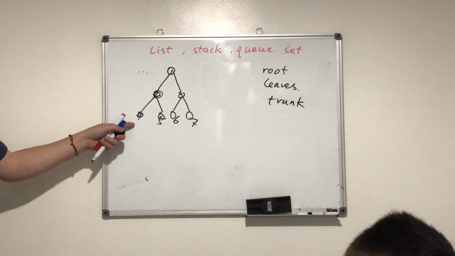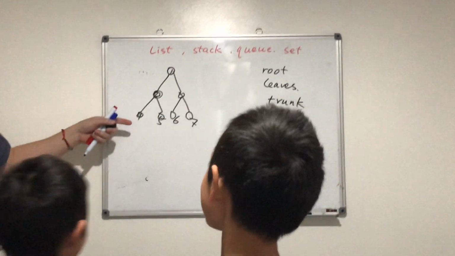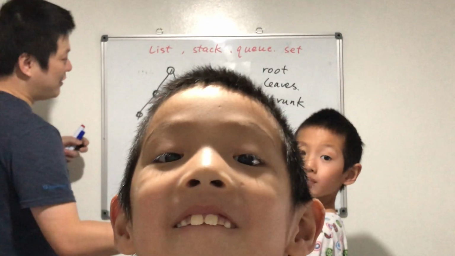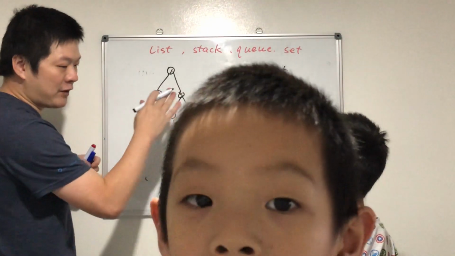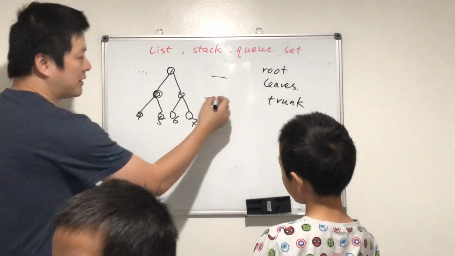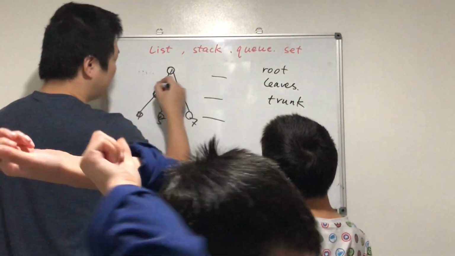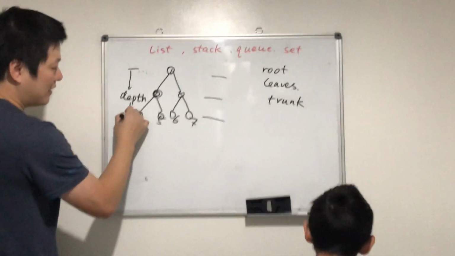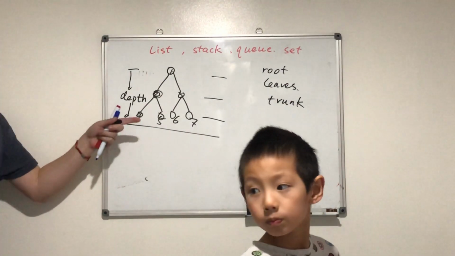Then we call this a perfect binary tree because it's perfect. You see, every parent has two kids. So can you tell me, if a binary tree is perfect and the depth is 3, how many nodes is it? We call these depths. It was 7. Yeah, it's 7. How do you know?